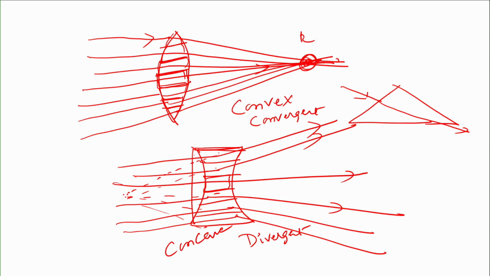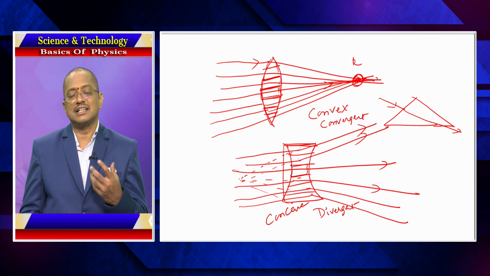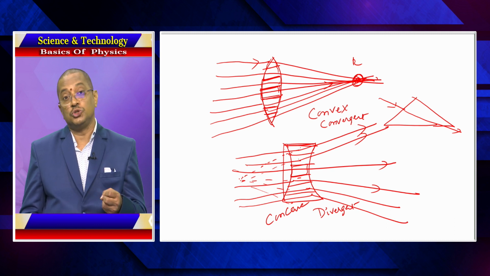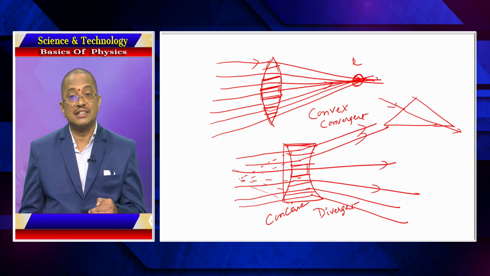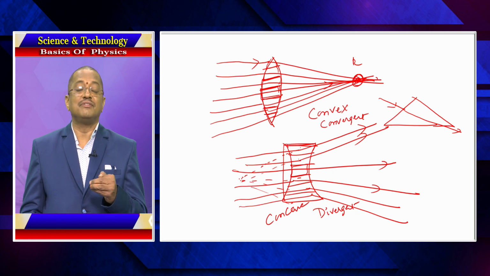When you want to learn the concepts, you have to understand the basic concept. Otherwise, if you simply memorize that a convex lens is a convergent lens and a concave lens is a divergent lens, there is no use. So why is it convex, why is it convergent, why is it divergent? That basic concept is very important.